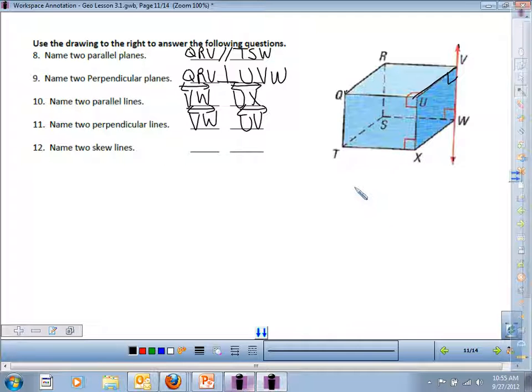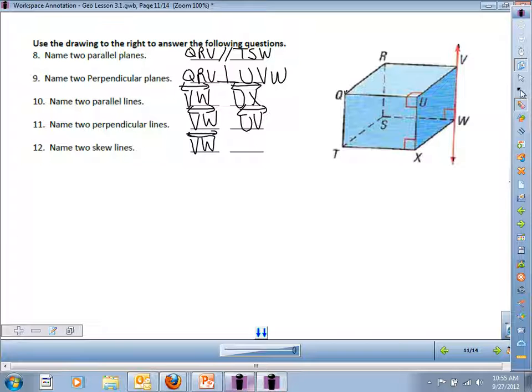All right. Now, number 12, name 2 skew lines. I'm going to stick with VW. Now, you wouldn't have to use the same line over and over again. I'm just going to make it easier. Now, skew is going to be lines that don't intersect, but do not lie in the same plane. So UX did intersect, but that lay on that same plane. So we can't do that this time.